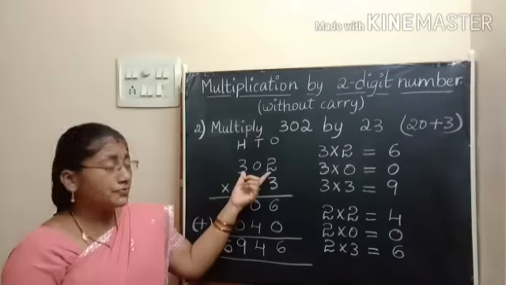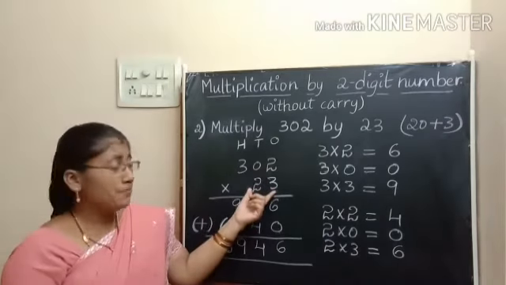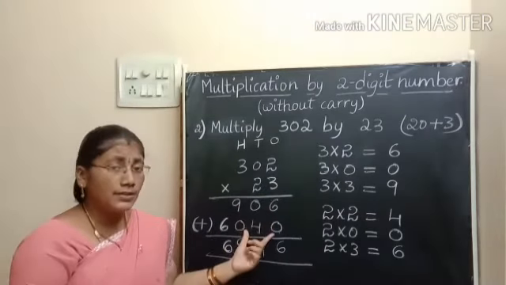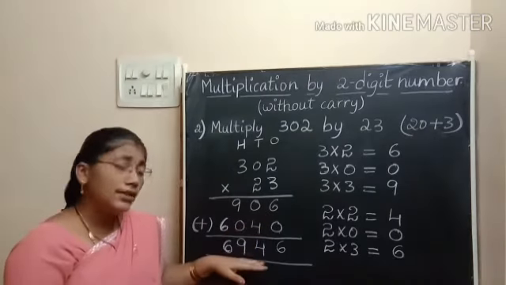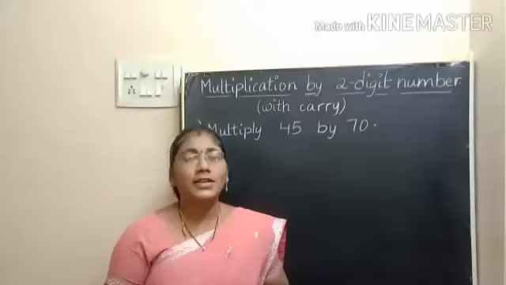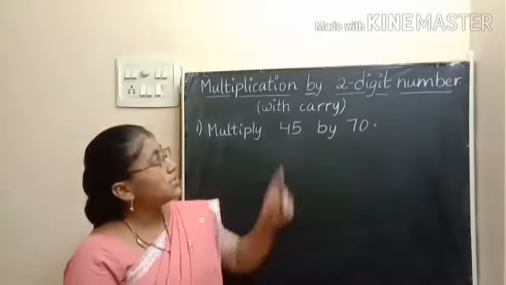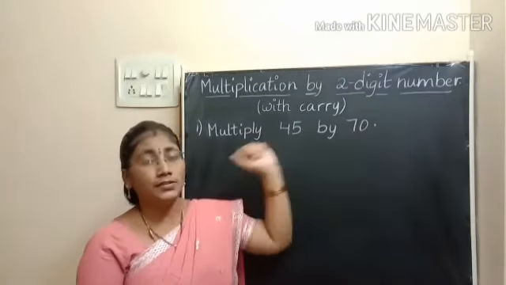Actually 302 is a 3-digit number. 23 is a 2-digit number. That's why we get 2 lines as the result. Finally, we have to add these 2 lines to get our final result. Understood? Then, now we are going to discuss multiplication by a 2-digit number with carry.